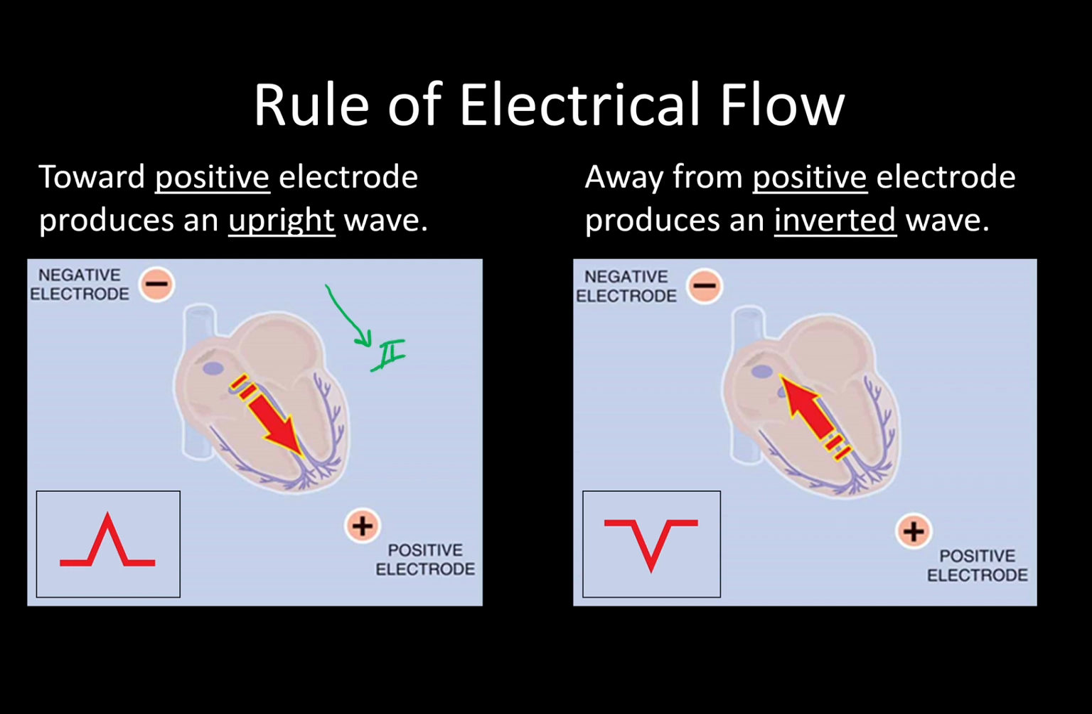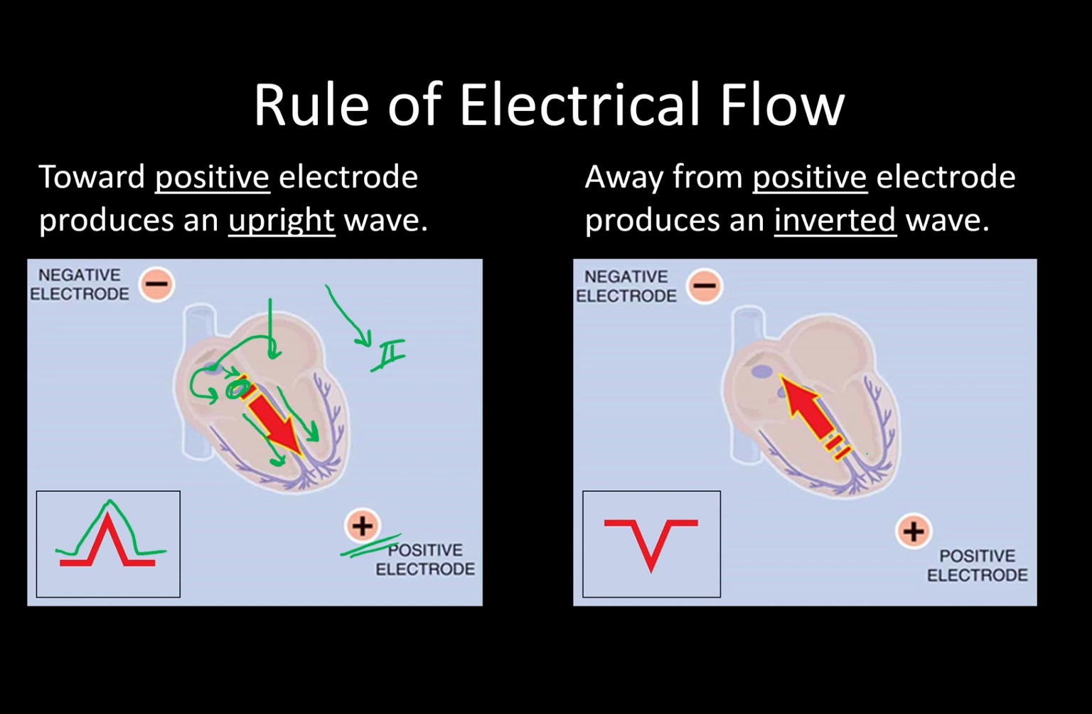And the idea is this. Any electricity traveling towards the positive electrode will create an upward waveform like this, an upright wave. So you figure your sinus node starts things, and then that electricity travels through the atria down towards this positive electrode. The AV node then collects the impulse and sends it down the bundle branches, again, towards the positive electrode.